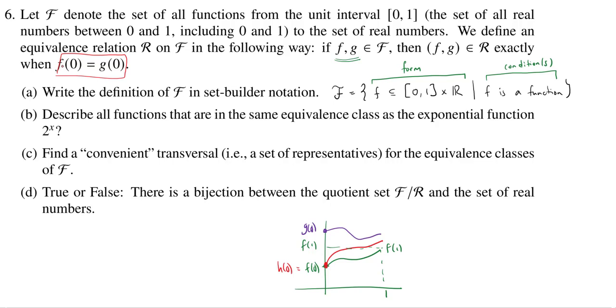What was the question again? Describe all functions that are in the same equivalence class as the exponential function 2 to the x. Okay, the exponential function. So if we draw the exponential function, normally we have to draw the whole thing. It's going to look like that. That'd be 2 to the x. However, we only care about it when the domain is 0 to 1. So I don't need any of this stuff on the left.